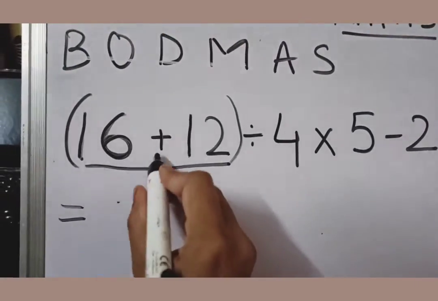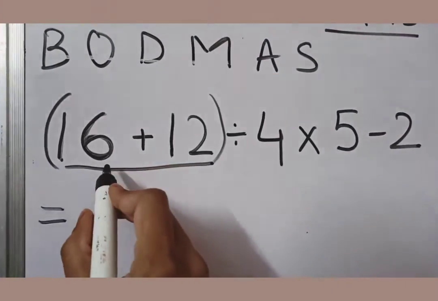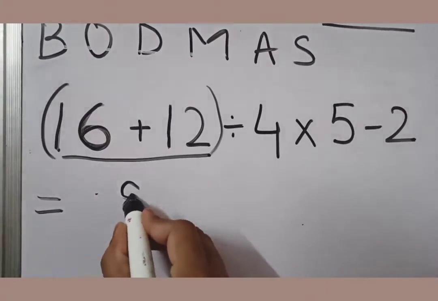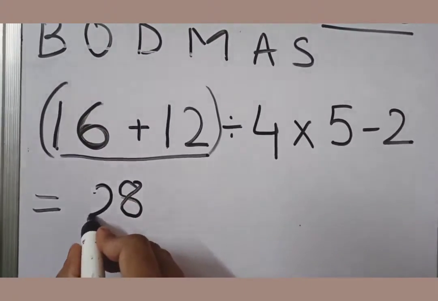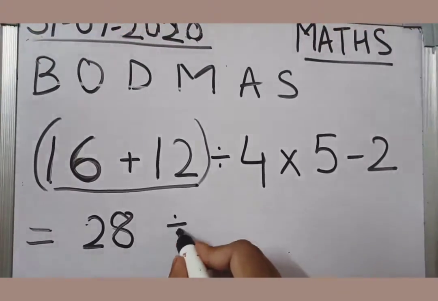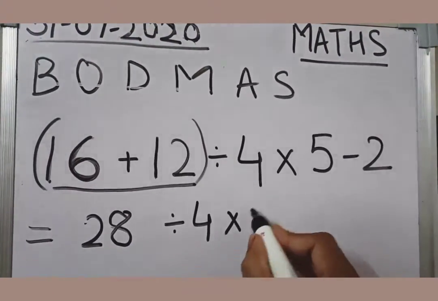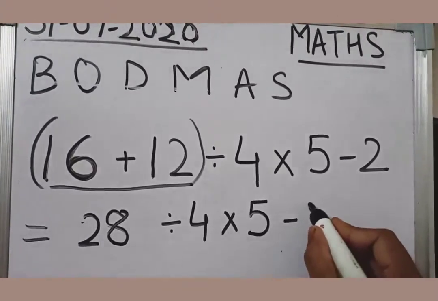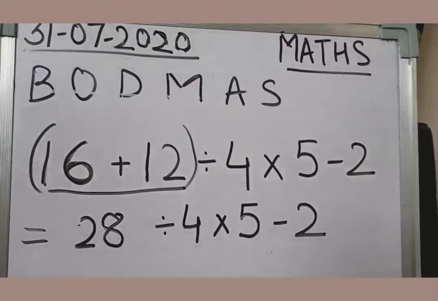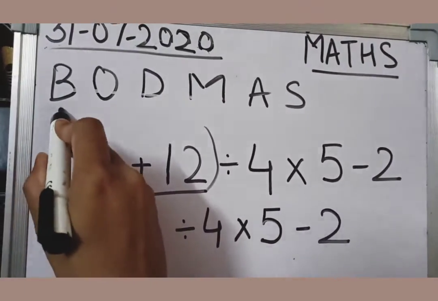So the bracket is having a sign of addition. So I'm going to add 16 and 12. So I get an answer: 6 plus 2 is 8 and 1 plus 1 is 2. Then rest all things as it is, divided by 4, multiply by 5, minus 2. So now the sequence goes on like this, that we have followed this bracket.